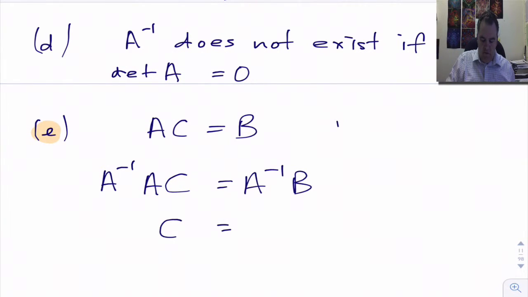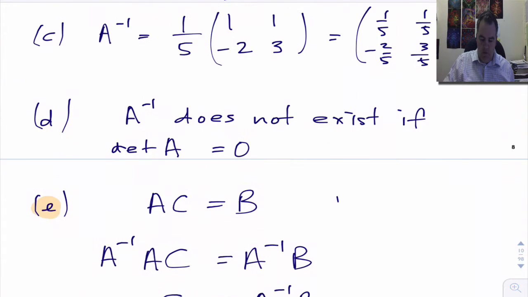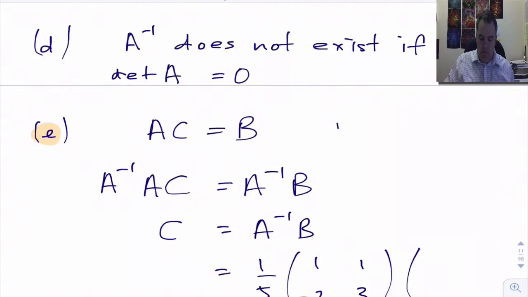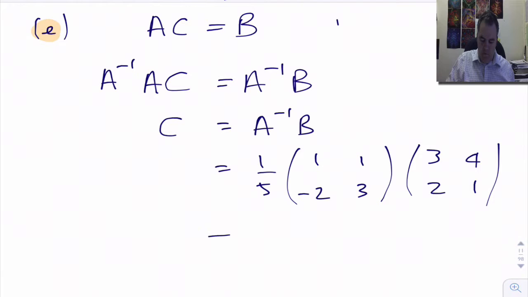So on the left-hand side, we get C is equal to the inverse of A times B. So we have the inverse of A, that's the one that we worked out up here. And we know the matrix B in the question is 3, 4, 2, 1. Okay, so what you can do here is multiply the two matrices first, then times by 1/5. We'll go a fifth of the first one, then times by the second one. I think the easiest way is to multiply the two matrices first.